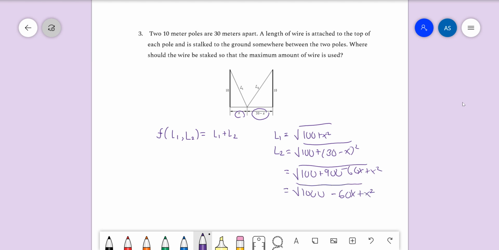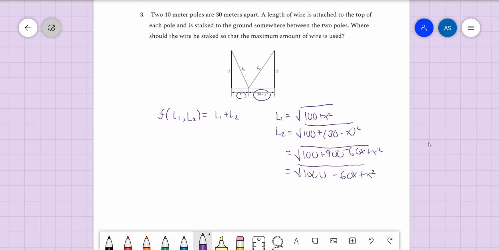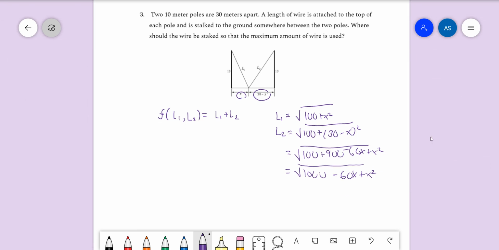Good. So now that we have that, we can get our equation into just f of x, just one variable. So we have f of x equals the square root. This is just mere substitution again. All right. Next, we want to take the derivative and set it equal to 0.